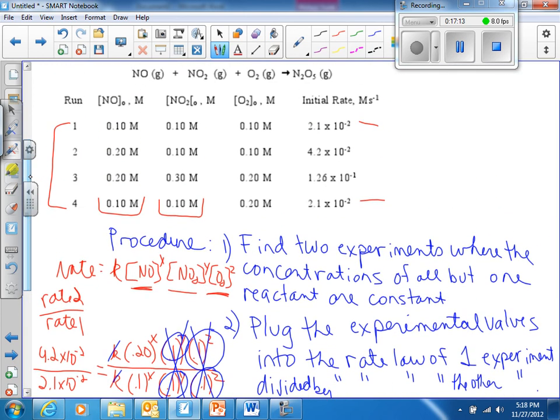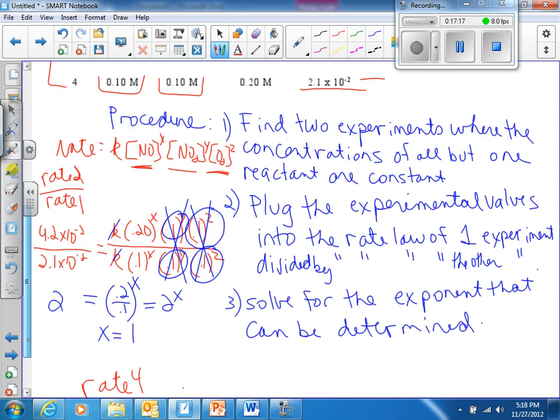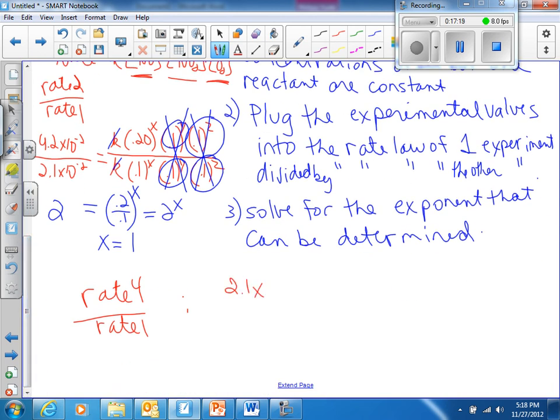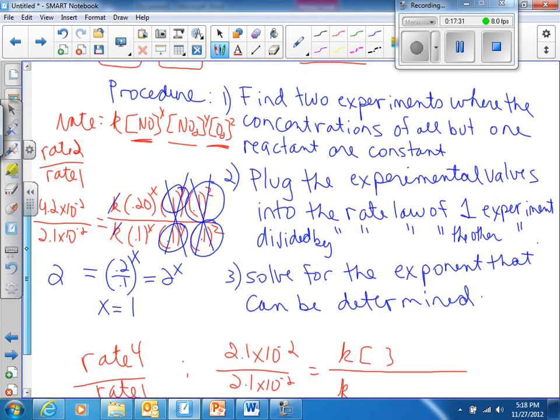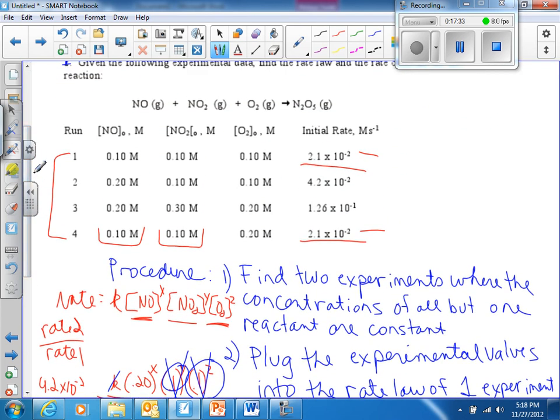So rate 4 is 2.1 times 10 to the minus 2. Rate 1 is also 2.1 times 10 to the minus 2. 2.1 times 10 to the minus 2 over 2.1 times 10 to the minus 2. I'm going to have to do the k, and I'm going to plug in all my concentrations now. So I will do 0.1, 0.1, 0.2, 0.1, 0.1, 0.1.